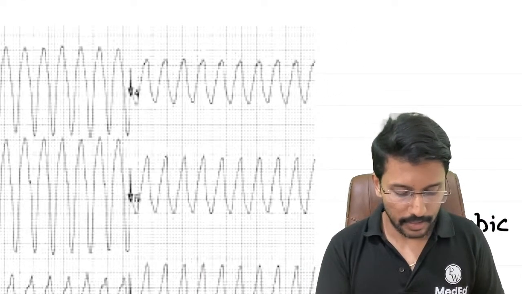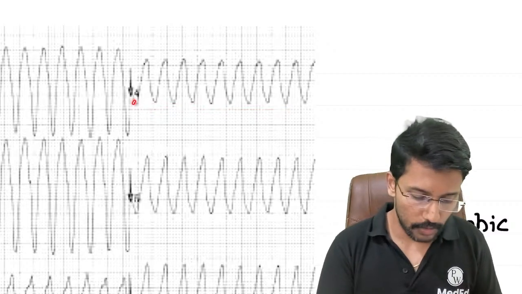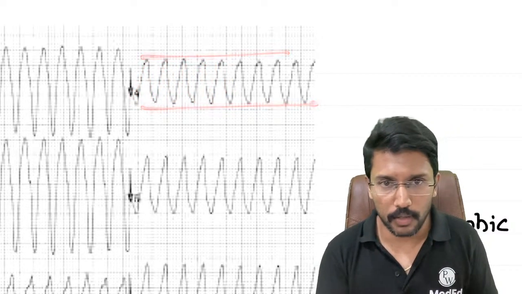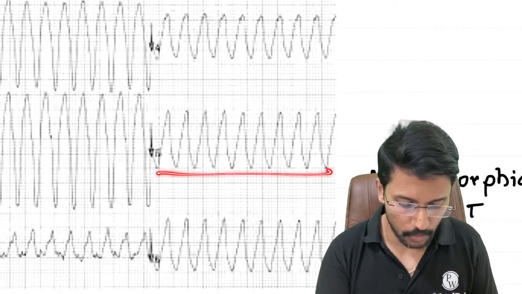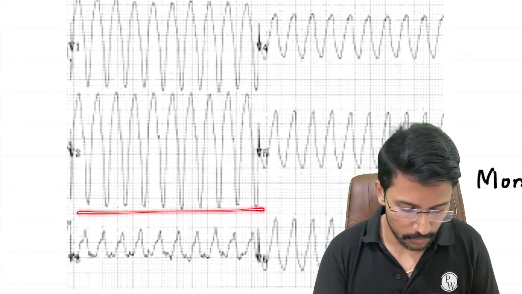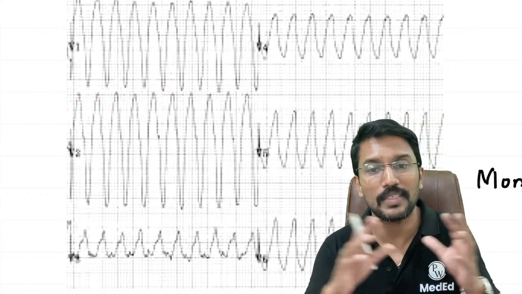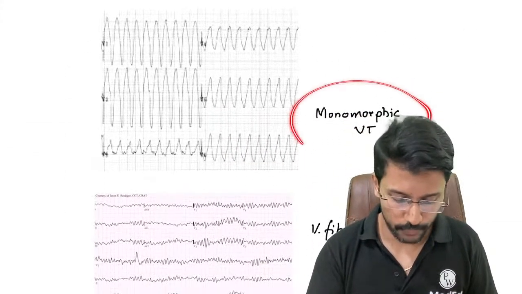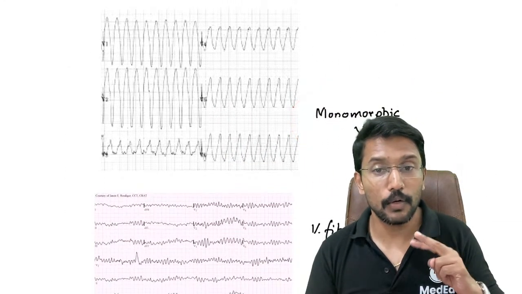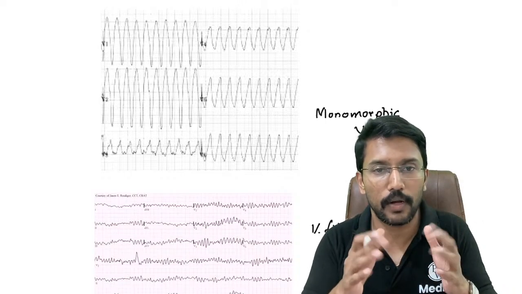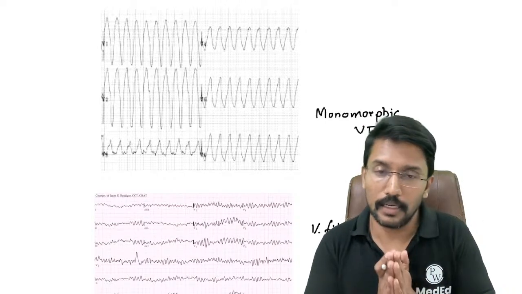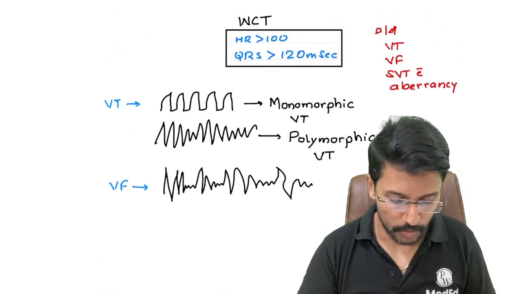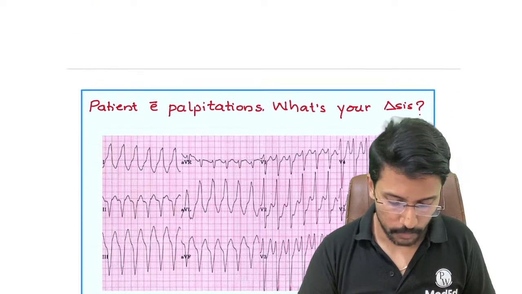In such a case, take any one lead, and if all the QRSs look the same, right? Here they all look the same. In V4 they all look the same. Take any other lead, V5 they all look the same. Take any other lead, V2 they all look the same. So if they all look the same morphologically in a given lead, then it will be called monomorphic VT, right? If the QRS complexes are wide but they look different, then it will be either a polymorphic VT or ventricular fibrillation.